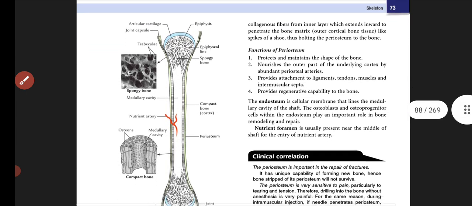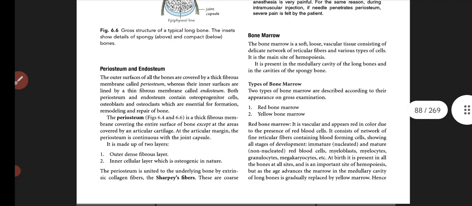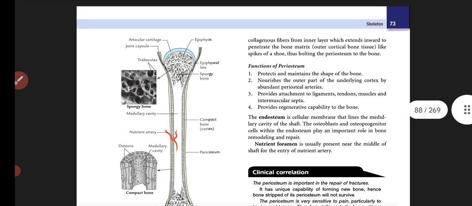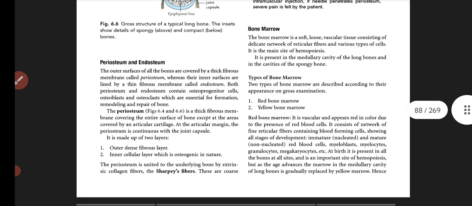Next, periosteum and endosteum, it is not so important. You can know about the periosteum, what is periosteum and endosteum. One thing, the periosteum is a thick fibrous membrane covering the entire surface of the bone except at the area covered by an articular cartilage. Periosteum, in one word, you can say periosteum is the covering of the bone.